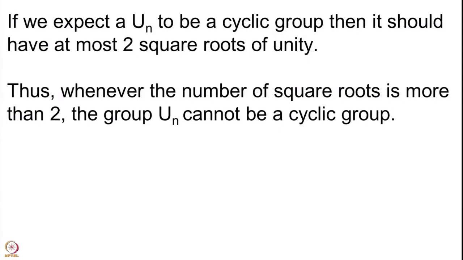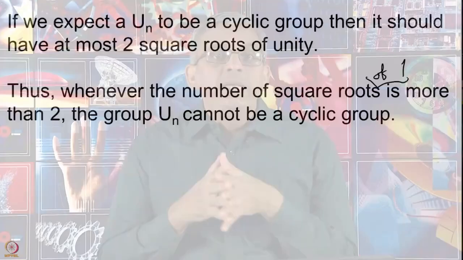So, whenever the number of square roots of 1 is more than 2, then the group UN cannot be a cyclic group. So, what we are going to do is that we will look at all UN. We will take away the UN's which are never going to be cyclic, because we have computed the number of square roots of 1 in all Z by nZ.